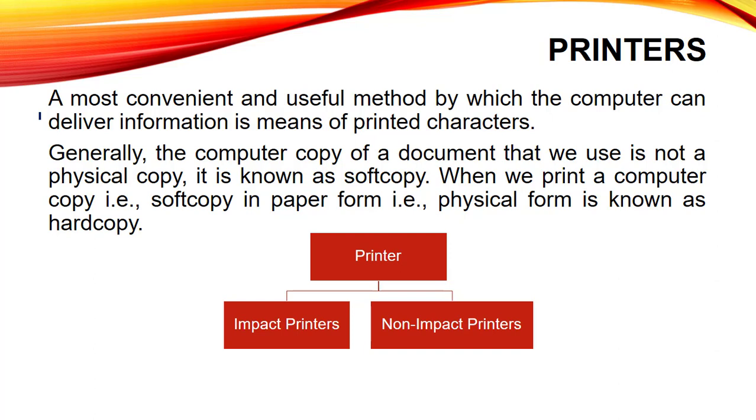When we print a soft copy on paper, it is termed a hard copy. And for converting this soft copy into a hard copy, we use a printer. Generally, we have two types of printers available in the market: impact printers and non-impact printers.